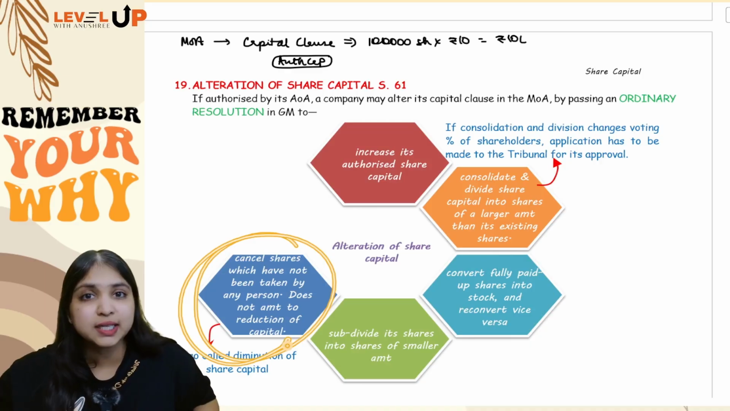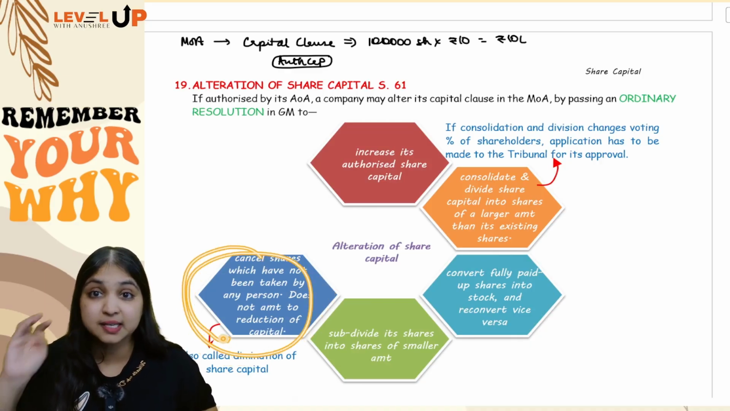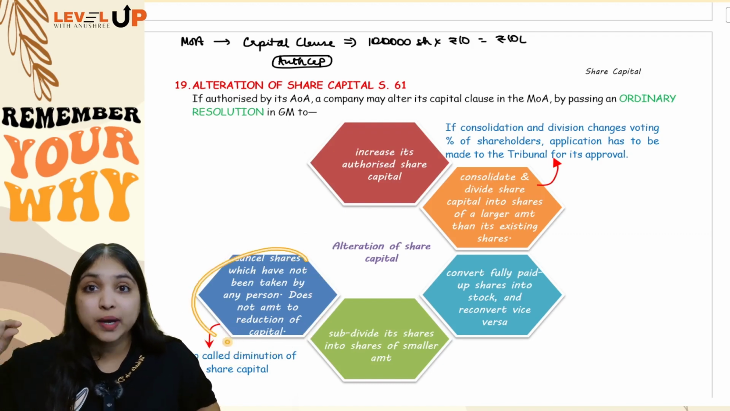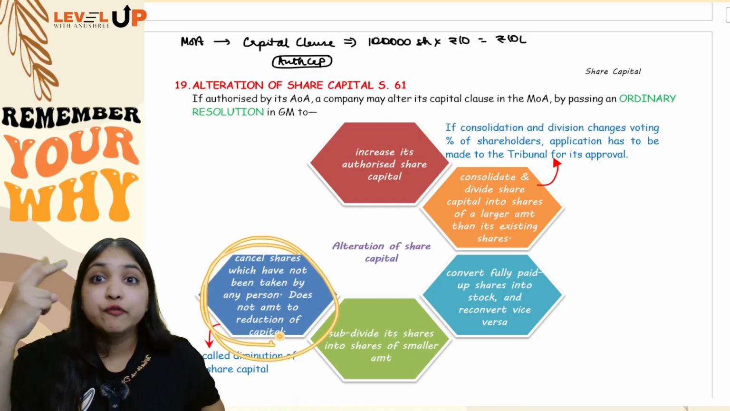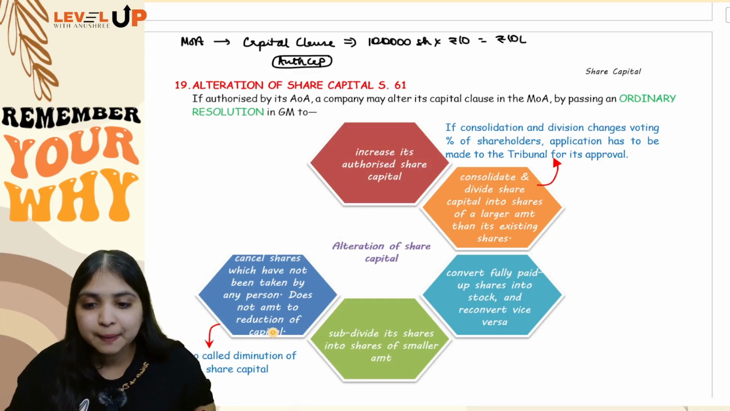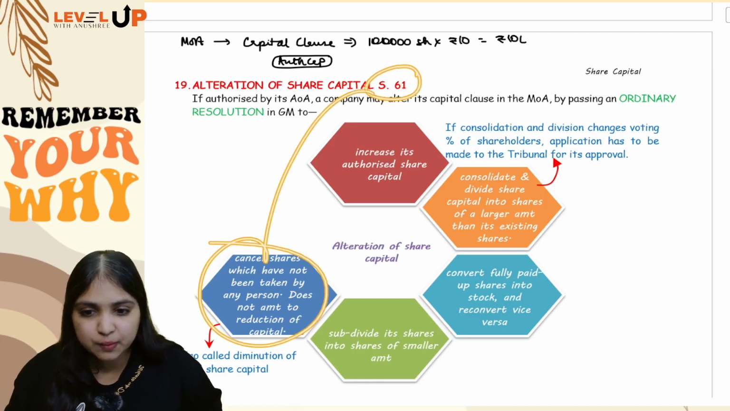And this is the most important, guys. Here we are cancelling shares which have not been taken up by any person. That is, we are cancelling unsubscribed capital. What are we cancelling? Tell me. We're cancelling unsubscribed capital. We're cancelling this unsubscribed capital from where? From 2 places. From issued capital also, from authorized capital also. From both the places we are removing unsubscribed capital. That will also come under section 61, last box.